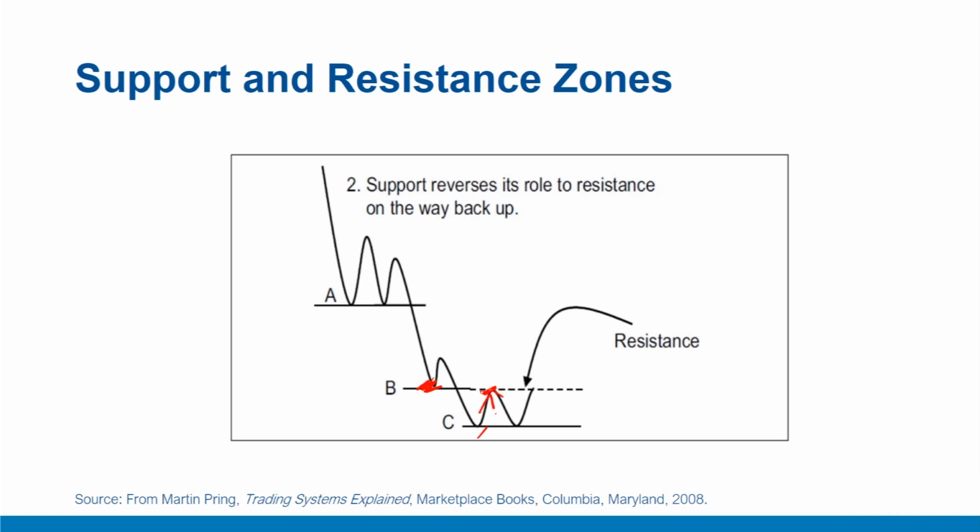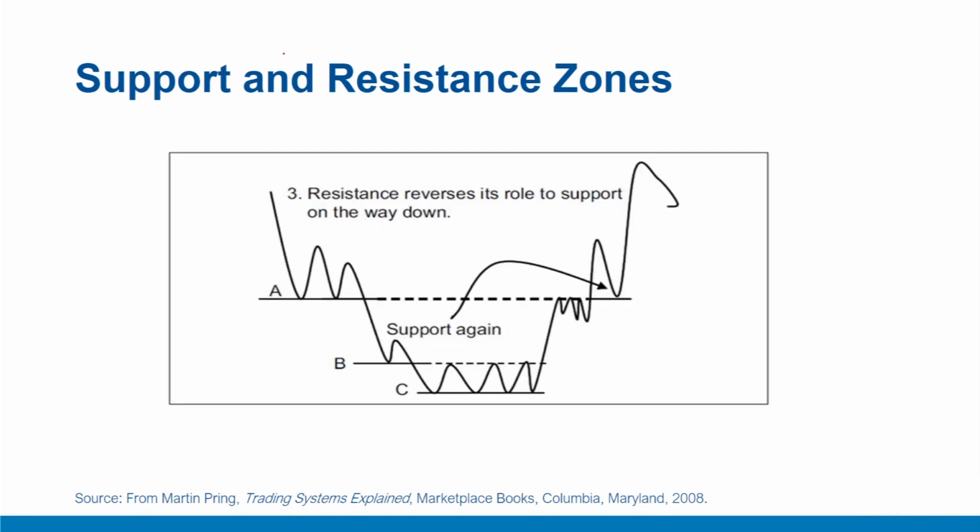A previous high or low is a potential support or resistance level, as we can see here. We see the price rally through resistance B and A. We can see here, this B is acting as resistance, and again A here acts as resistance, which were previous support levels, and the ensuing decline then finds support again at A. So after it crosses, A again acts as support. Therefore, resistance reverses its role to support on the way down.